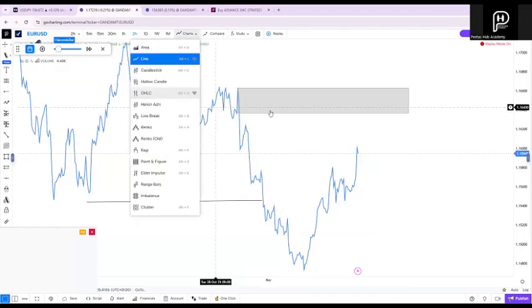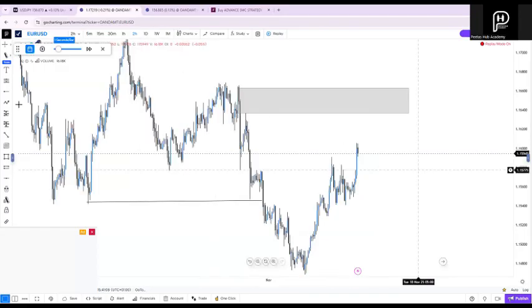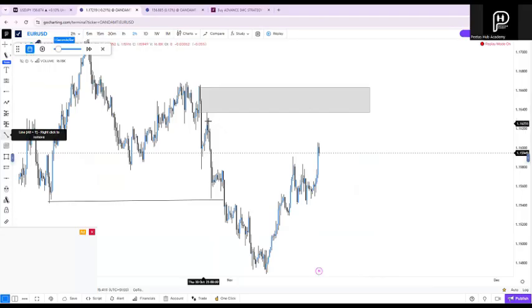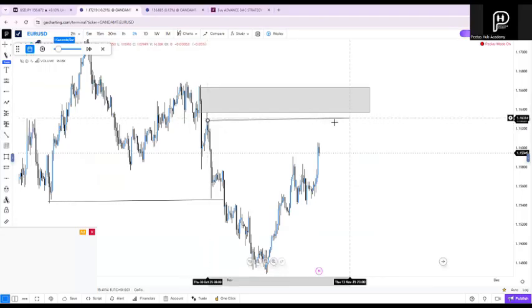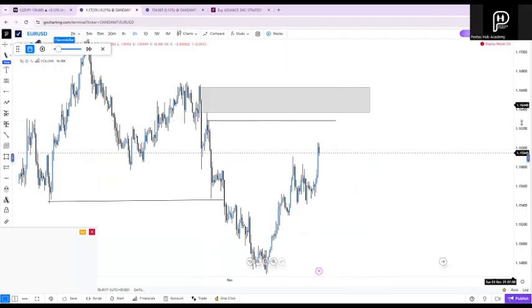So let me change it back to candlestick. So then our liquidity is this. The fourth point is this liquidity, which is this part here. So you can see that the order block met all the 4 criteria.